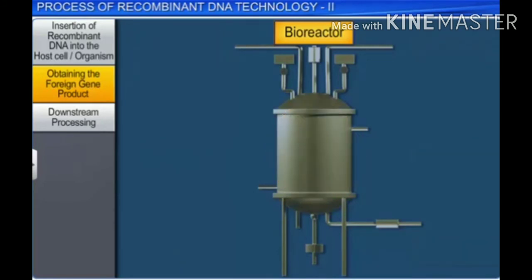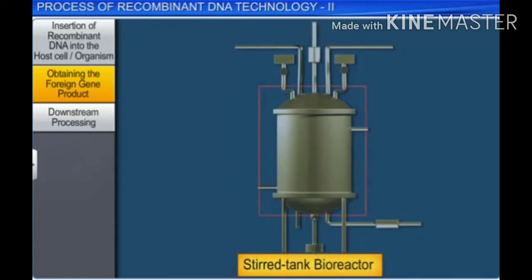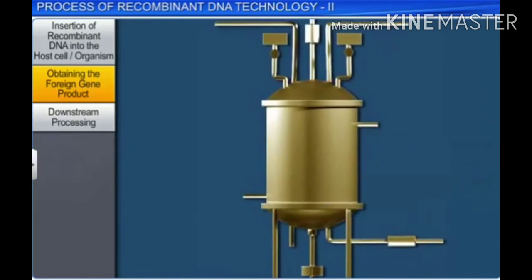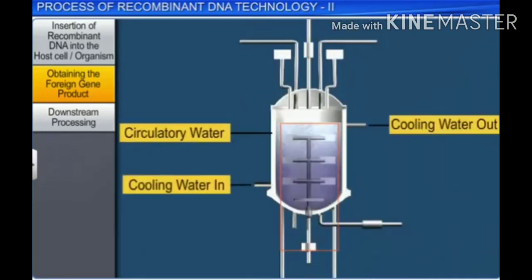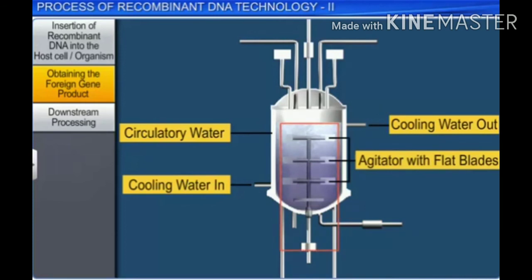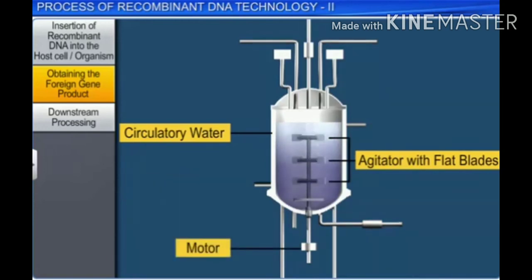The most commonly used bioreactor is the stirred tank type, which consists of a large stainless steel vessel with a capacity of up to 500,000 cubic decimeters. Around the steel vessel is a jacket of circulating water used to control the temperature inside the bioreactor. There is also an agitator inside the bioreactor comprising a series of flat blades which can be rotated with the help of a motor. This ensures thorough mixing of the contents so that nutrients come in close contact with the microorganisms. The agitator also prevents settling of the cells at the bottom.